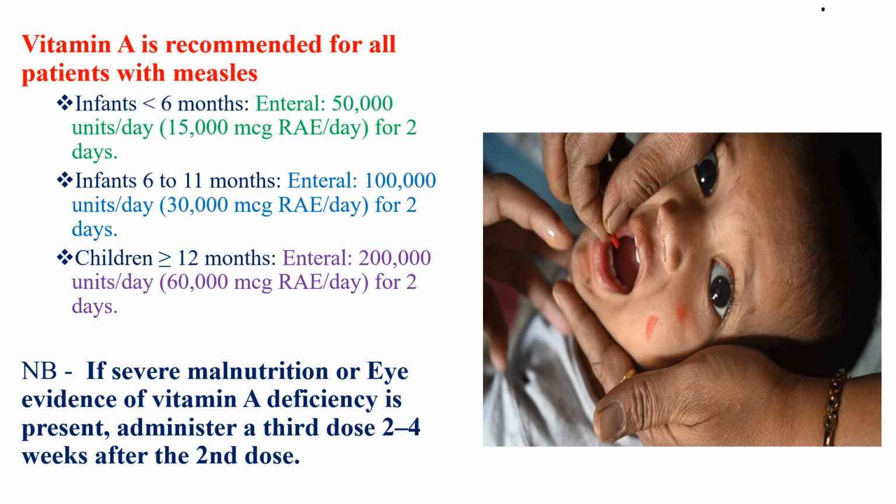Vitamin A is recommended for all patients with measles. For less than 6 months, 50,000 international units daily for 2 days. From 6 to 11 months, 100,000 daily for 2 days. And for more than 1 year, 200,000 international units daily for 2 days. If severe malnutrition or high evidence of vitamin A deficiency is present, administer a third dose 2 to 4 weeks after the second dose.